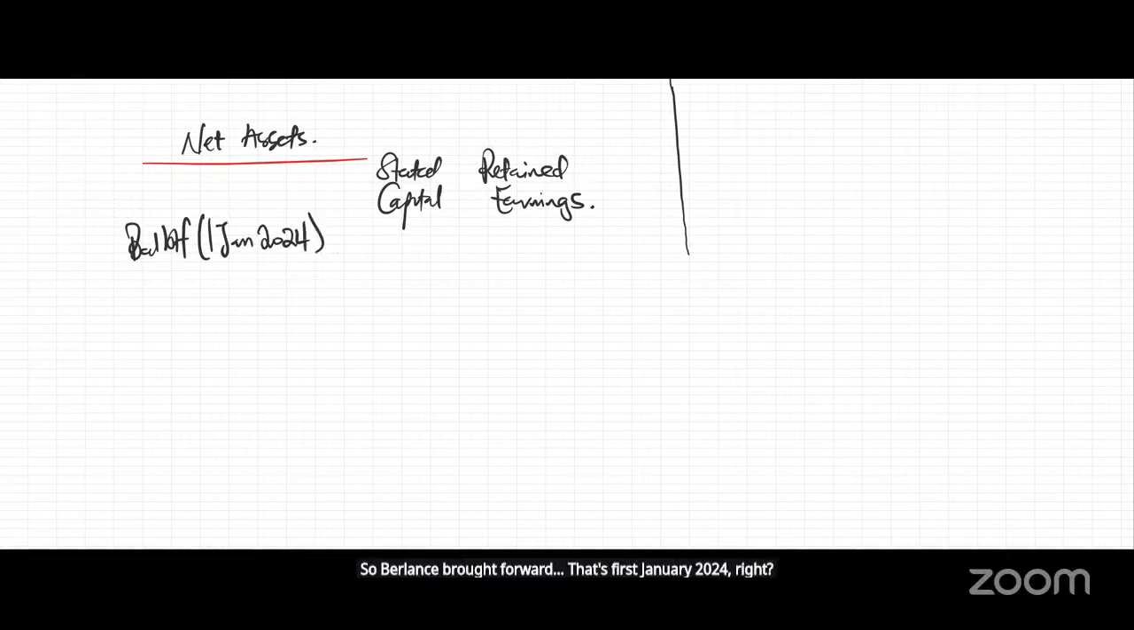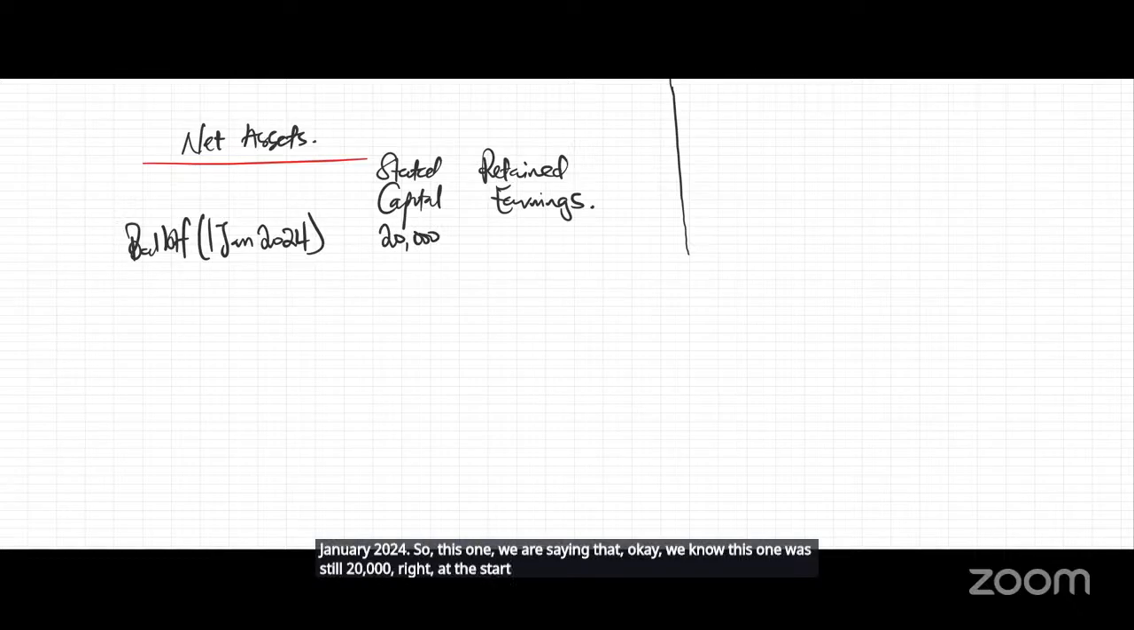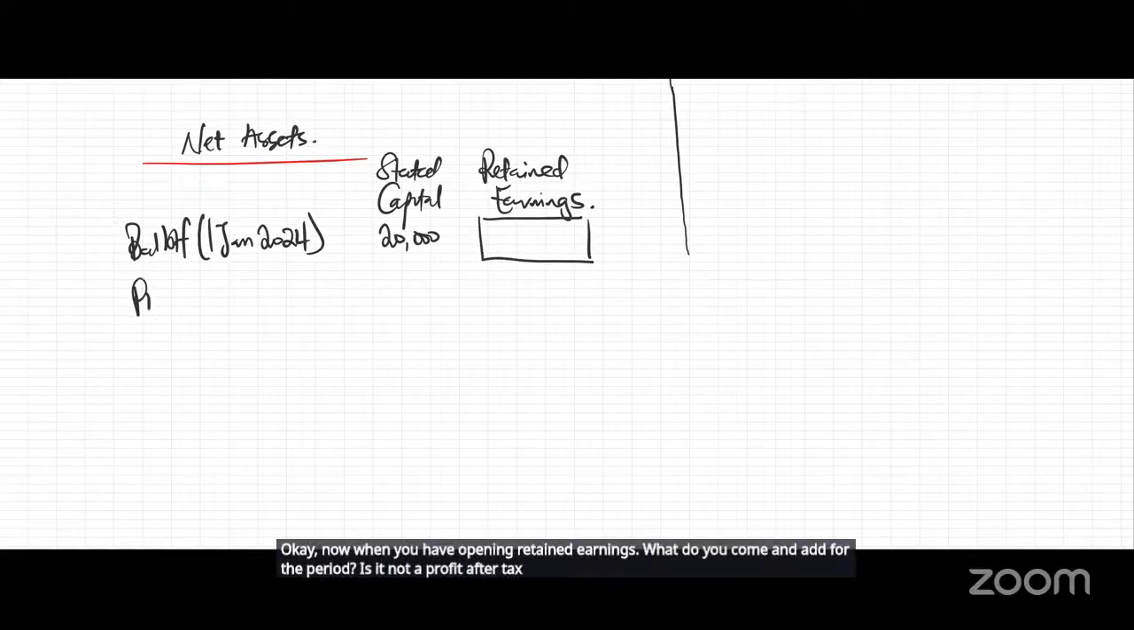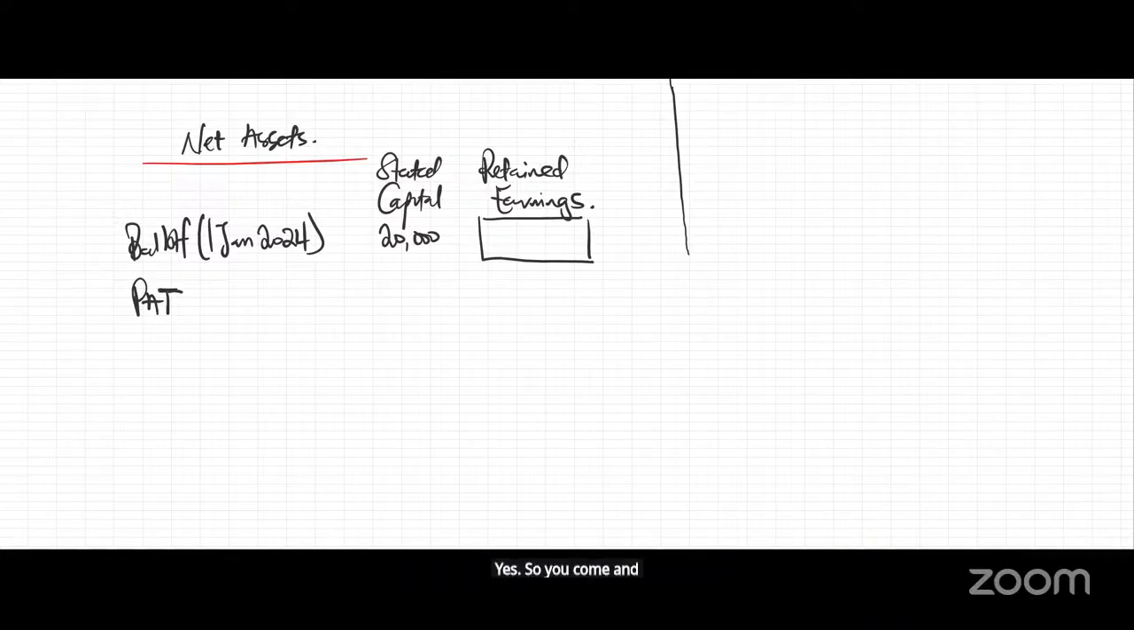We know this one was still 20,000 at the start of the year. But this one, we don't know. Now, when you have opening retained earnings, what do you come and add for the period? Is it not the profit after tax for the year? Yes. So you come and add the profit after tax for the year.